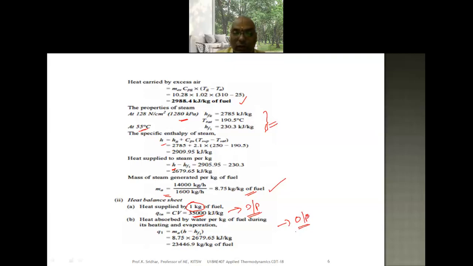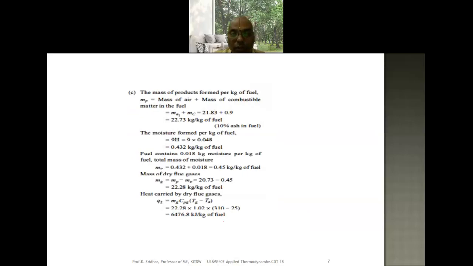So let us calculate one of the output parameters, that is, the heat absorbed by the water per kg of the fuel during its heating and evaporation. The formula will be equal to mA into (h minus hf1). So mA value is known to you. Similarly, the h minus hf value is also known to you. So substitute here, and you are able to get Q1.